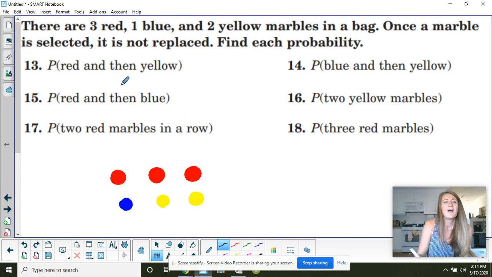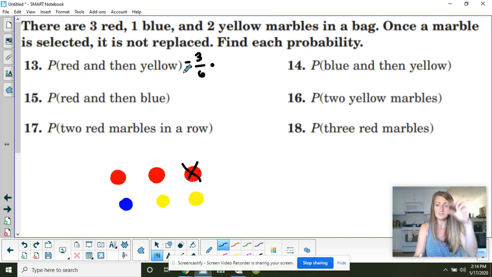Anyways, a marble is selected from the bag and it's not replaced. Find each probability. So let's do number 13. The probability of picking a red one, well, I have 3 red ones out of 6, so I'm going to write 3 out of 6. Now, one of those red ones is gone, and one of all of the marbles has also disappeared, right? Because I picked out a marble and I didn't replace it. I threw it somewhere else.